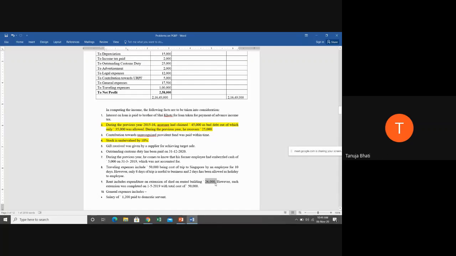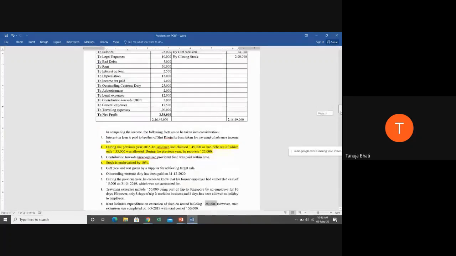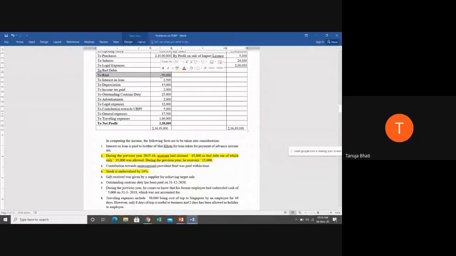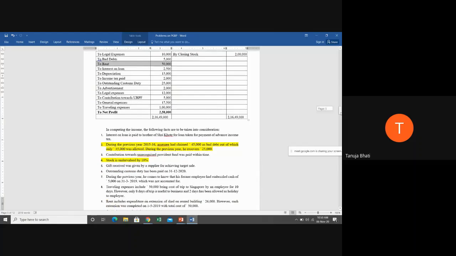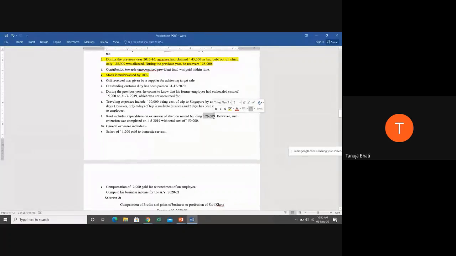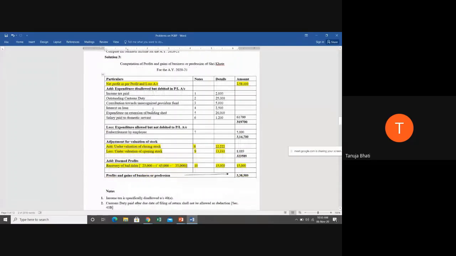And tell me, any expenditure relating to capital expenditure, is it allowed or disallowed? In this lecture only, I have shown you a slide where capital expenditures and personal expenditures are to be completely disallowed and only revenue expenditures are allowable. So out of 50,000, 26,000 is to be disallowed. Why? Because it is a capital expenditure. So expenditure on extension of a building shed is to be disallowed.